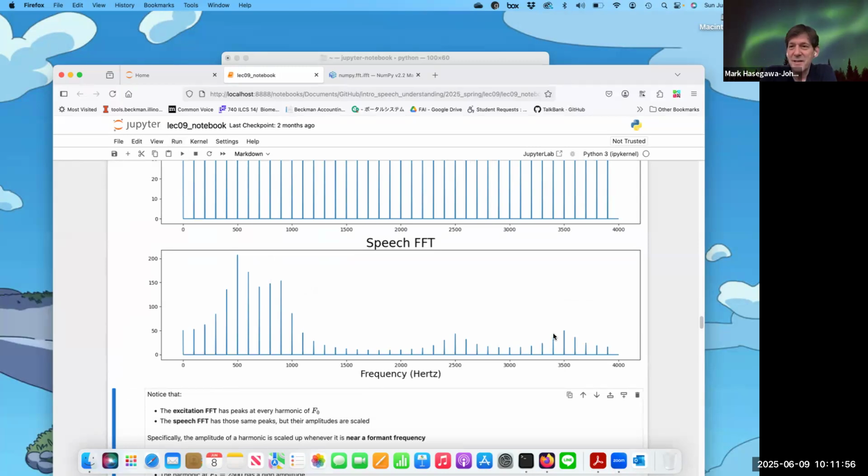We can take the FFT and take the amplitude of the FFT and then look for the peaks in that amplitude. If the peaks are at 500 and 900, then we know that this vowel is O. If the peaks are at 700 and 1400, we know that the vowel is A.